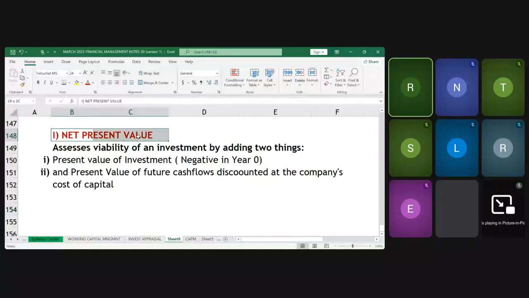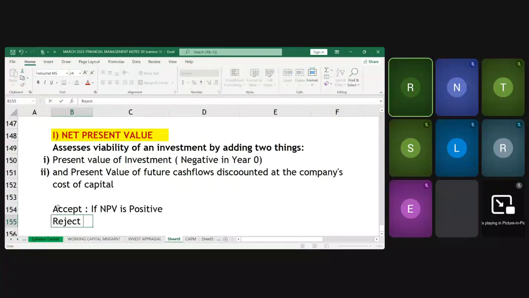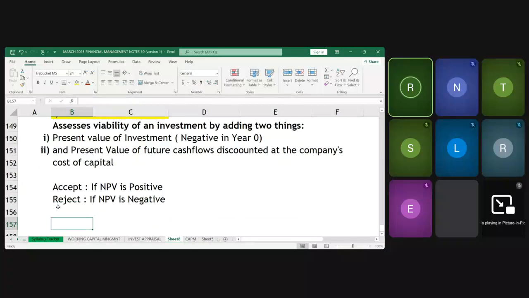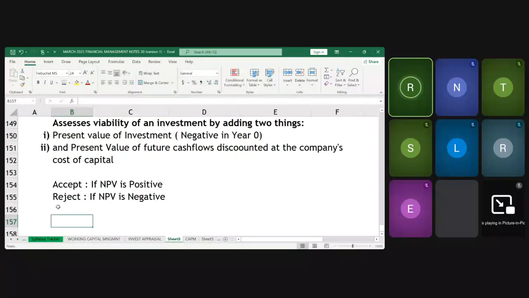So for accept or reject, accept if NPV is positive, right? Reject if NPV is negative. That is key and critical when we look at NPV. So negative, we reject; positive, we accept.